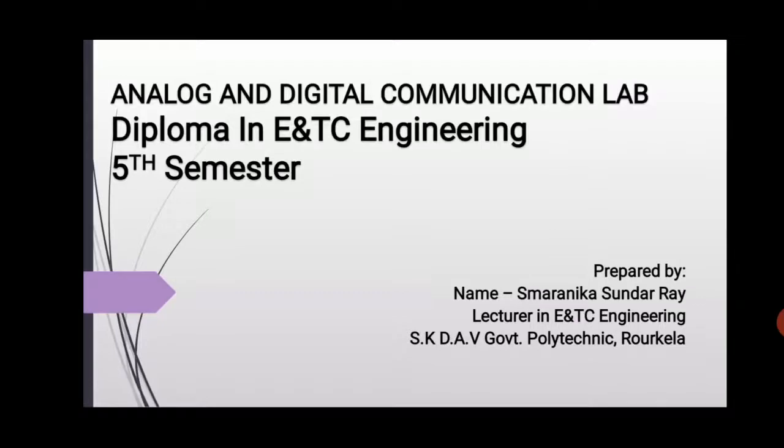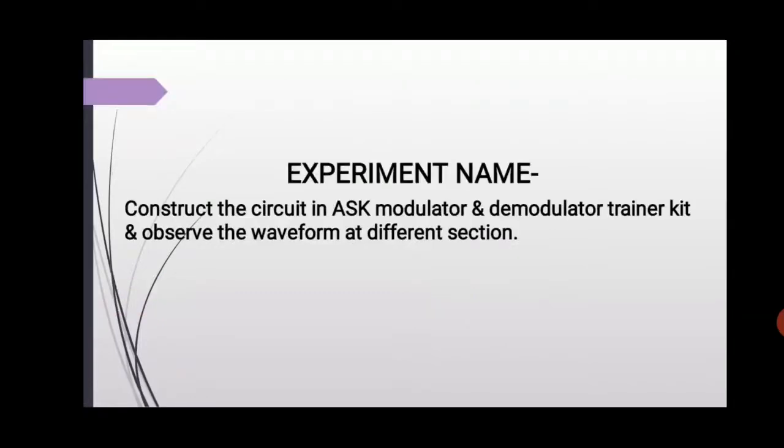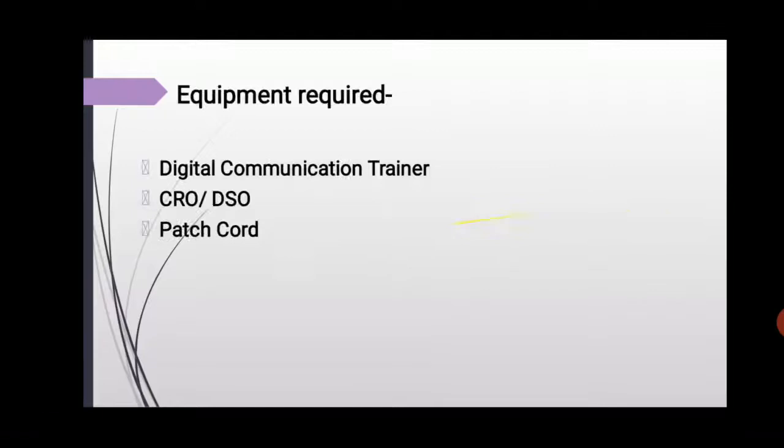So the aim of the experiment is to construct the circuit in the ASK modulator and demodulator trainer kit and observe the waveform at different sections. For this experiment, the equipment required are a digital communication trainer, CRO or DSO, and patch cords.